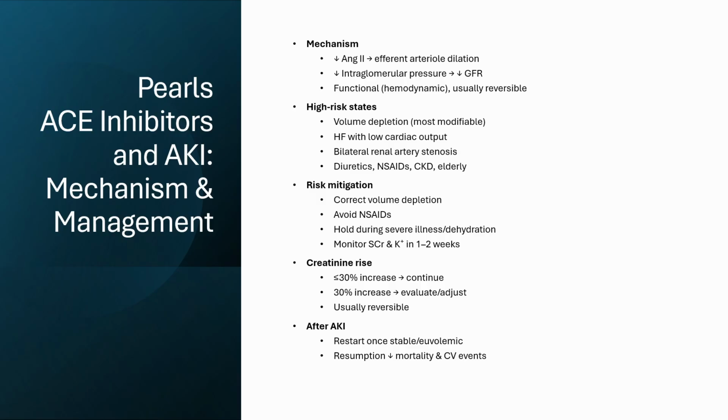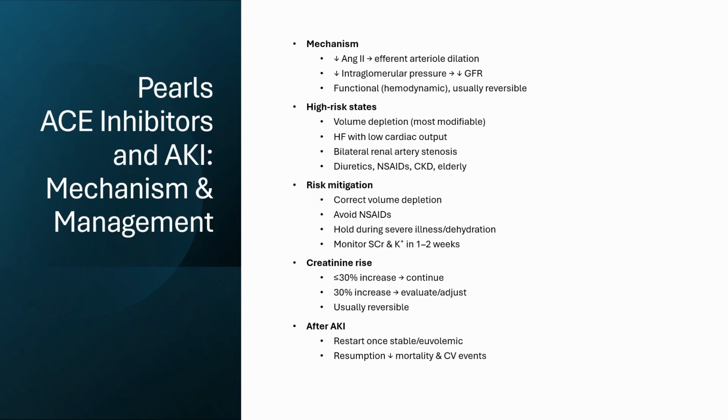Volume depletion is the most important modifiable risk factor. Patients on diuretics experience acute kidney injury rates of 33% versus 2.4% without diuretics. Signs of overdiuresis include hypotension, fatigue, azotemia, and oliguria. Patients should be advised to avoid NSAIDs if possible and temporarily hold ACE inhibitors during severe episodes of acute illness.